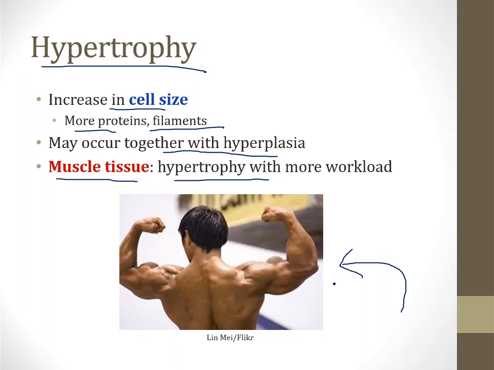When the heart is exposed to increased afterload, it will undergo hypertrophy. In other words, more sarcomeres will be laid down in the cardiac myocytes, but the cardiac myocytes will not divide and increase in number. In other words, they will not undergo hyperplasia.